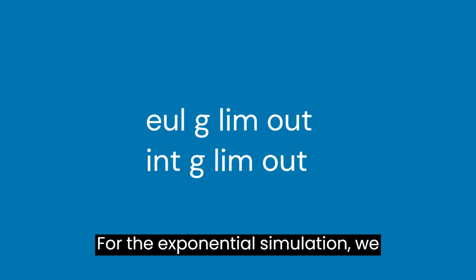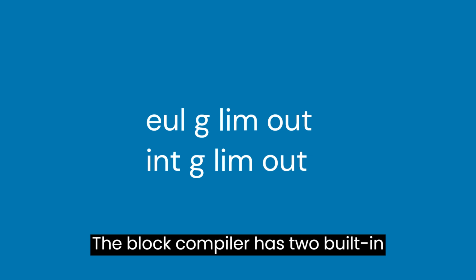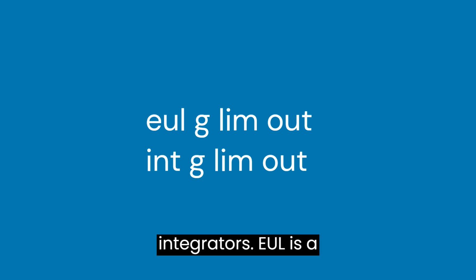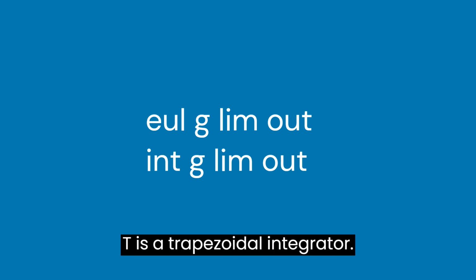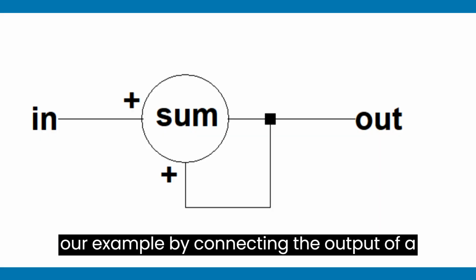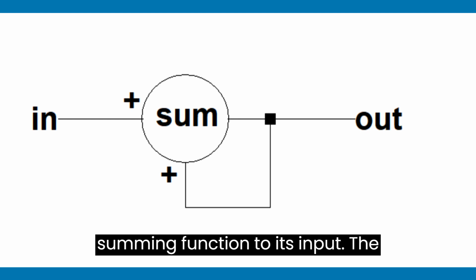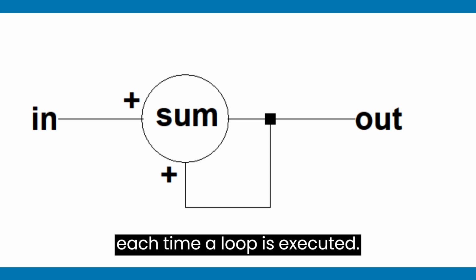For the exponential simulation, we need to see how an integrator works. The block compiler has 2 built-in integrators. EUL is a rectangular integrator and INT is a trapezoidal integrator. The rectangular integrator will serve as our example. By connecting the output of a summing function to its input, the output will increase by the input value each time a loop is executed.